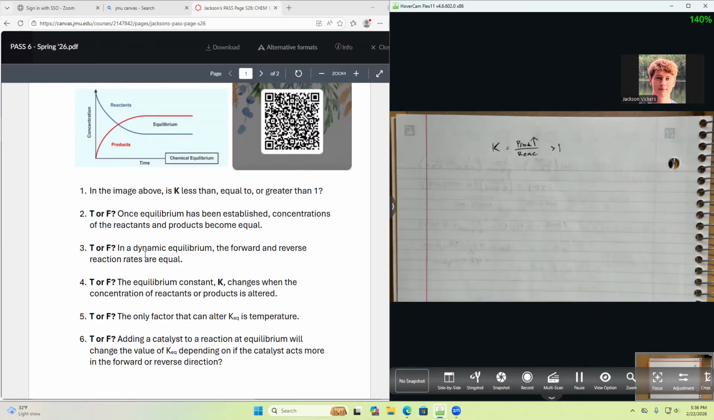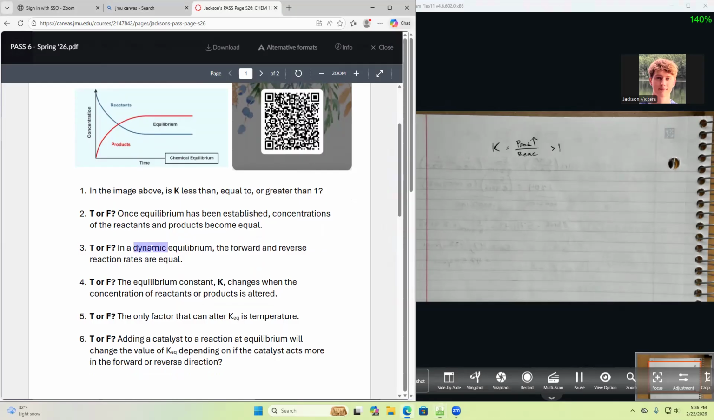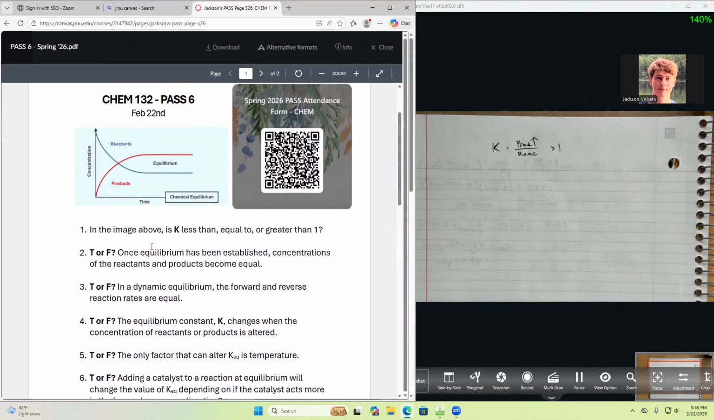Okay, next one, true or false? In a dynamic equilibrium, and the word dynamic means that we're at equilibrium, but we still have movement, we still have reactions taking place, the forward and reverse reaction rates are equal. Yes, that is true. That's the pretty standard definition of equilibrium, talking about the rates of reaction.